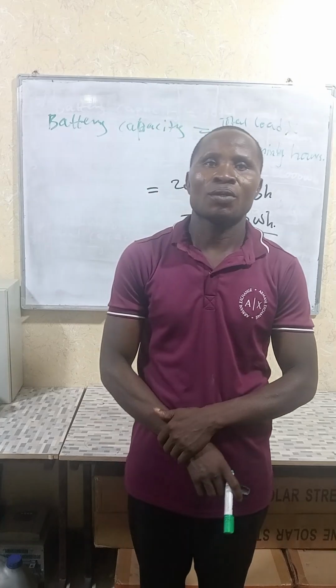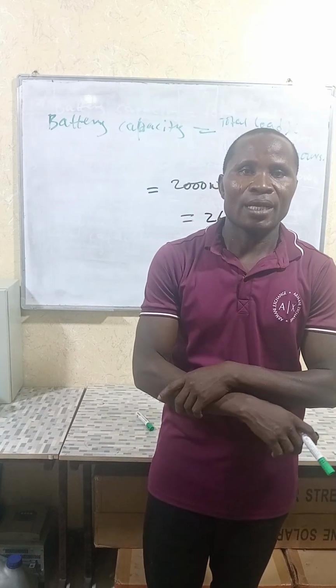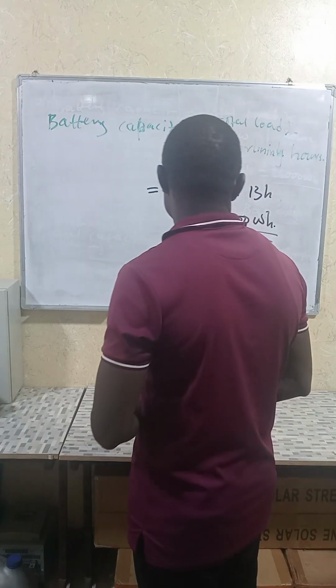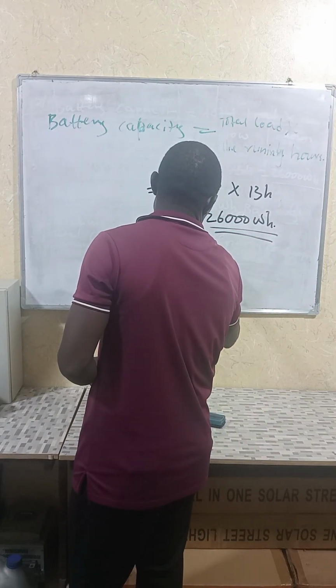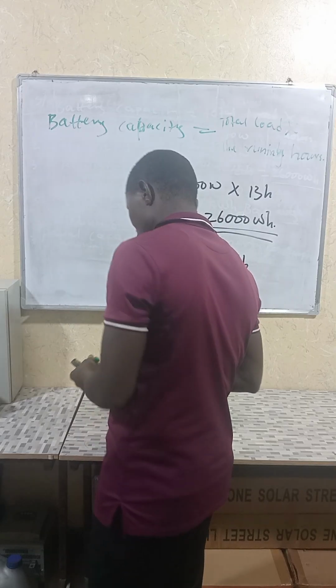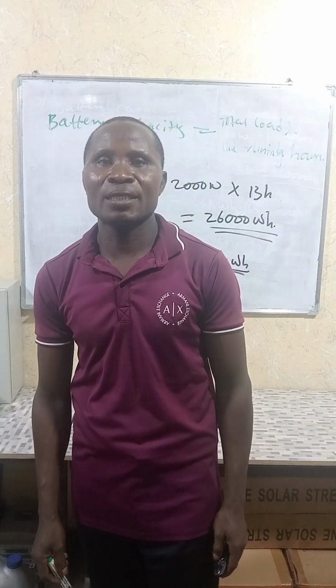The total load given is 2,000 as I earlier said. Then the running hour is 13. And as I've solved it on the board, we have 26,000 watt hour. So this 26,000 is equal to 26 kilowatt hours. Note that this is your total energy consumption per day.